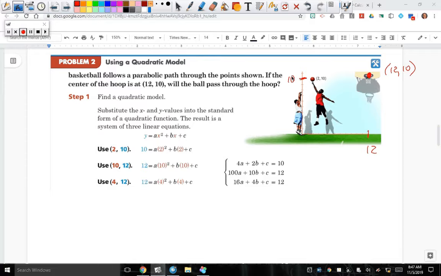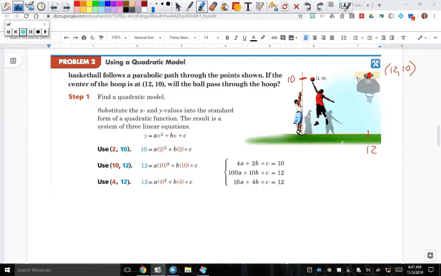Will the ball pass through the hoop? Find a quadratic model, substitute the x and y values into the standard form of the quadratic. The result is a system of 3 linear equations. So this is really very similar to what we just did. The only difference is now we're going to just do it with a word problem. Okay, here we go.